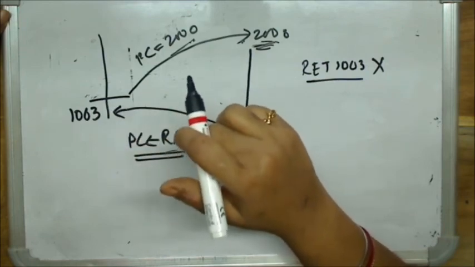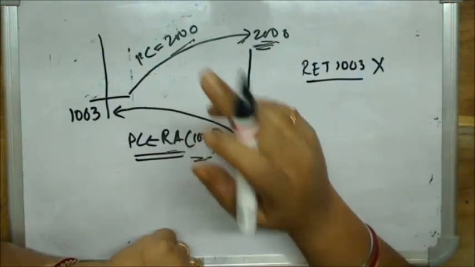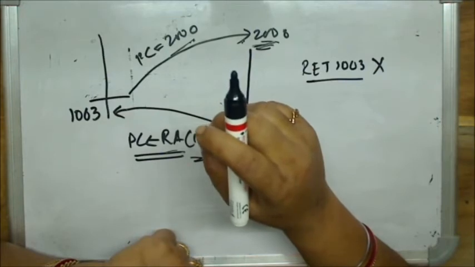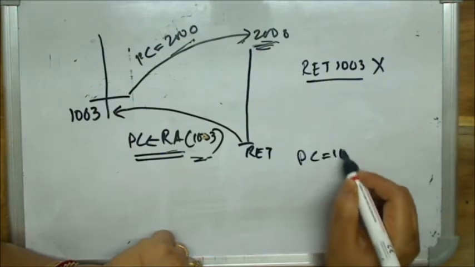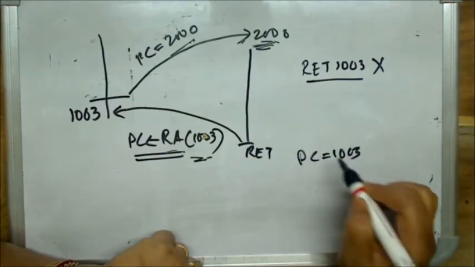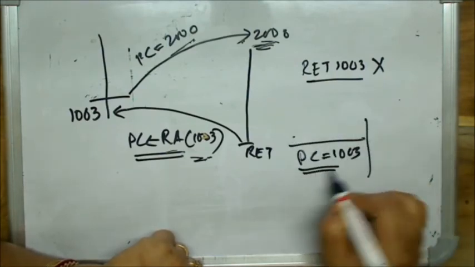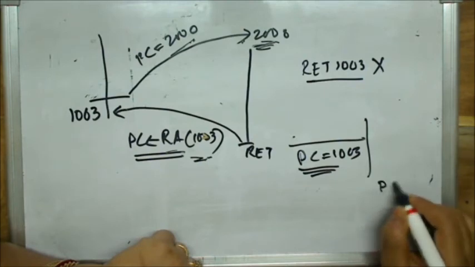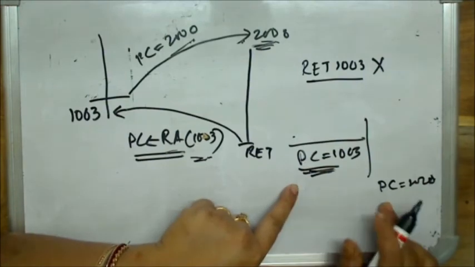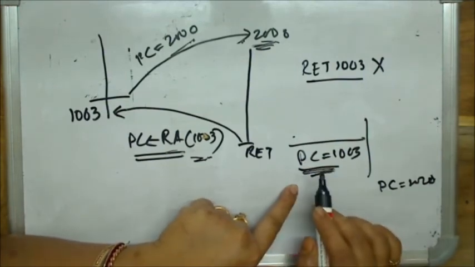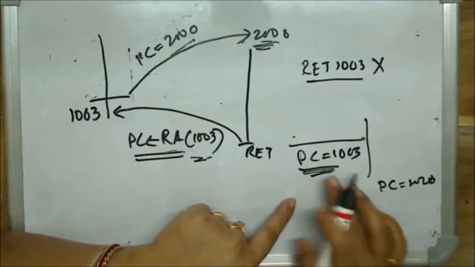Just remember that when fetching was over, before execution of the call instruction, PC was 1003. After execution, the PC was loaded with 2000, but between fetching and execution, PC was 1003. You remember that point? By the time fetching and decoding were over, the processor knows.